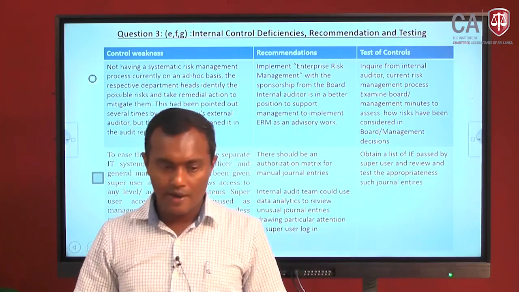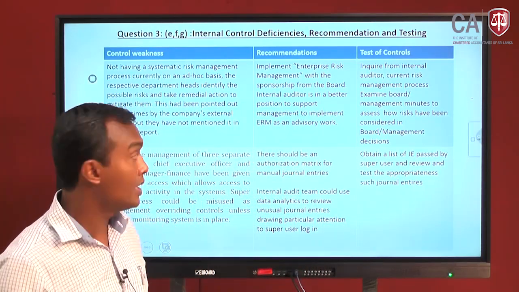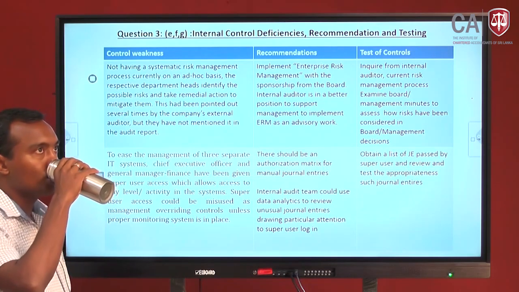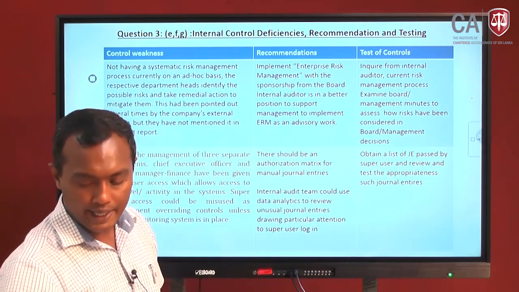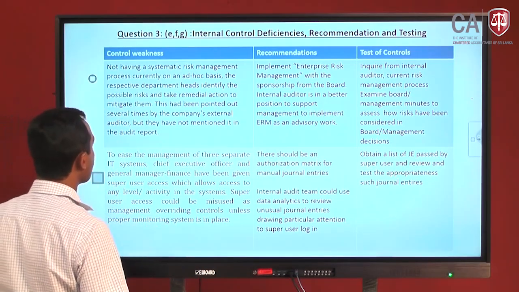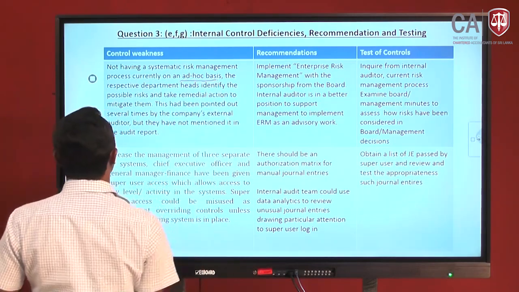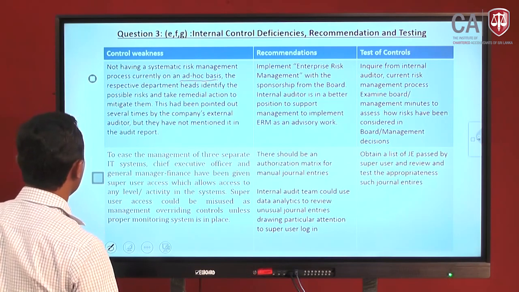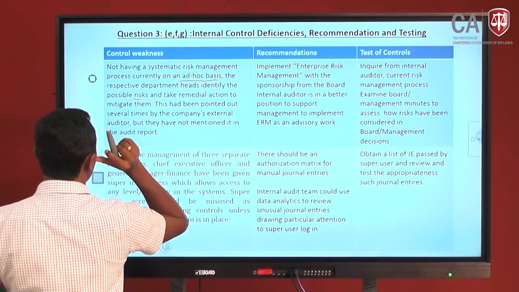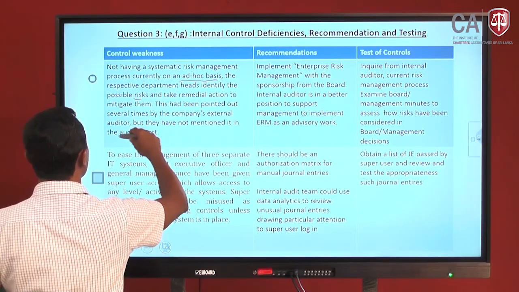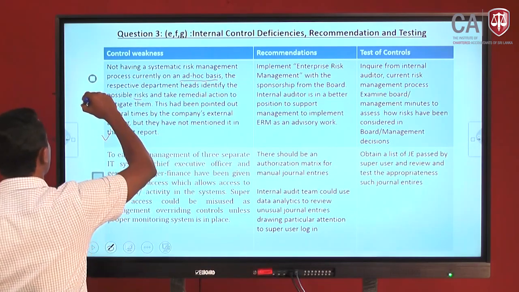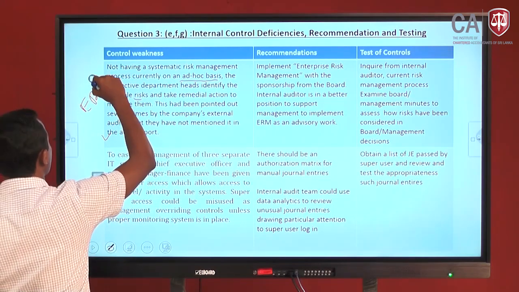Then moving on, another big point given in the pre-seen I am taking here is risk management. Now, this is a point that you must note. The pre-seen says the company does not have a systematic risk management process. Currently, it is ad hoc. The respective department heads identify possible risks and, department wise, take action to mitigate. This had been pointed out several times by the external auditor, but they have not implemented this. So, there is a lack of an integrated approach. Now, in short, they are talking about enterprise risk management, ERM.